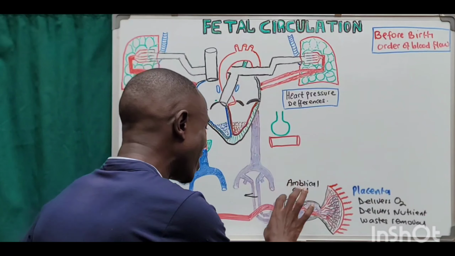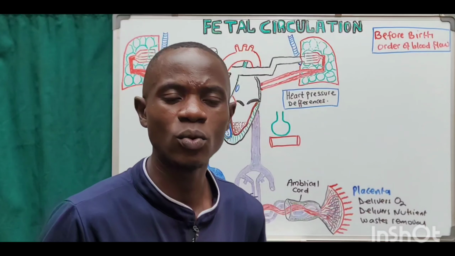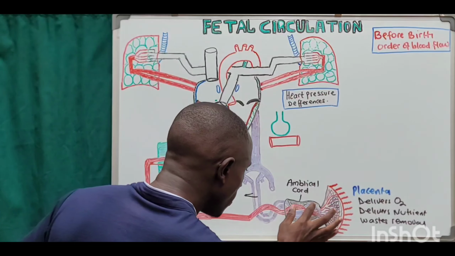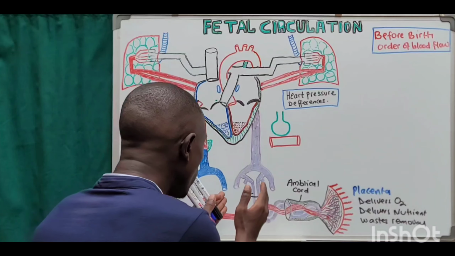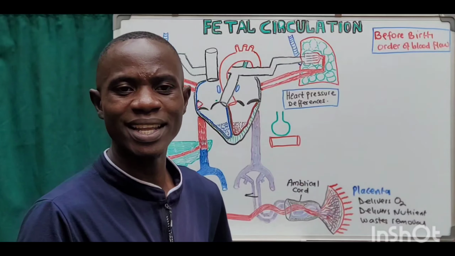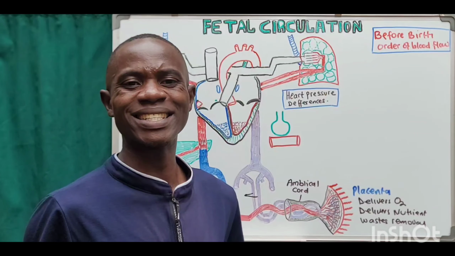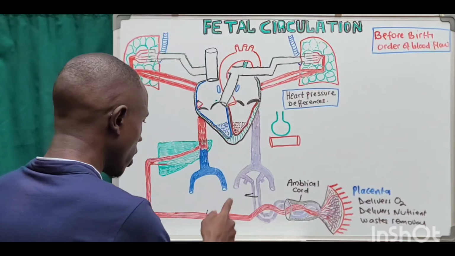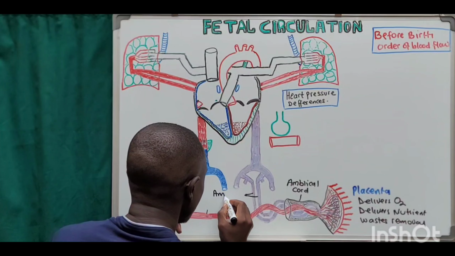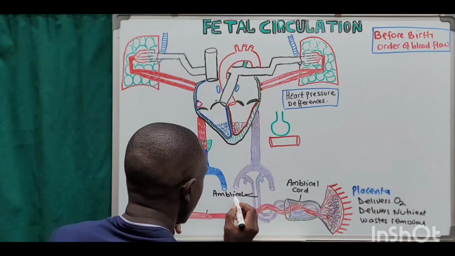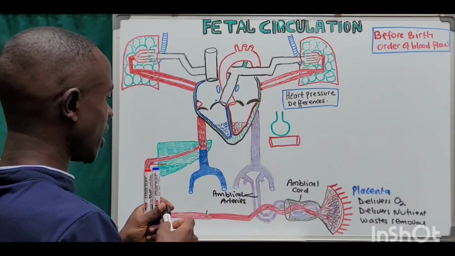In other words, there are 3 blood vessels within the umbilical cord. How do we call these blood vessels? The blood vessels which are somewhat bluish are 2 in number. They originate from the internal iliac arteries. These blood vessels are what we call the umbilical arteries, and they are 2 in number.